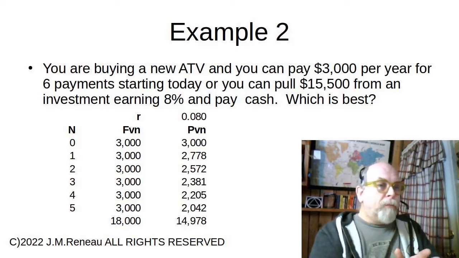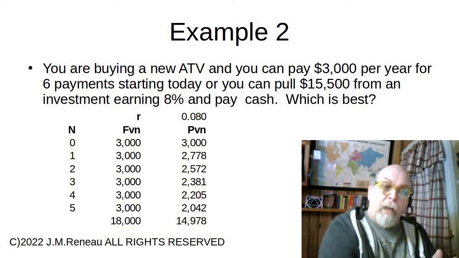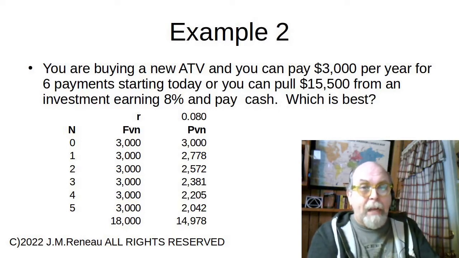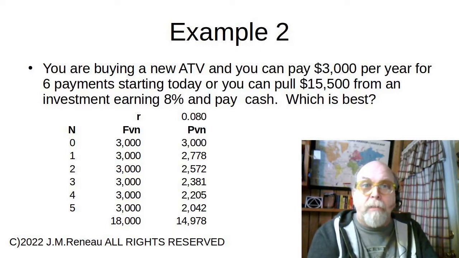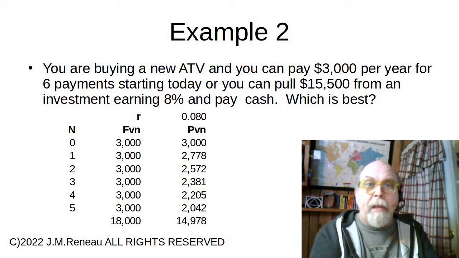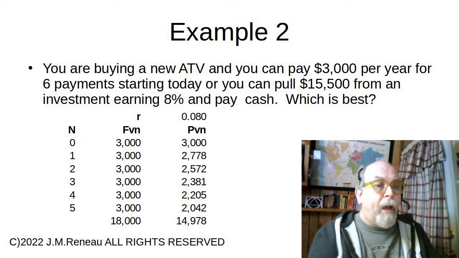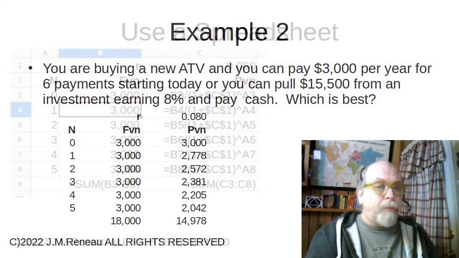So, does it make more sense to pay it over time, or does it make more sense to pay it today and pull the money out of your 8% investment? Well, it makes more sense to pay it over time because the net cash flow is $14,978, which is less than what they were saying they wanted you to pay up front in a lump sum. It's a decision you have to make, but again, here's a way to make a really informed decision about two completely different scenarios.